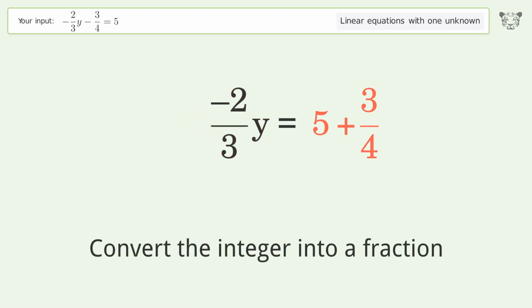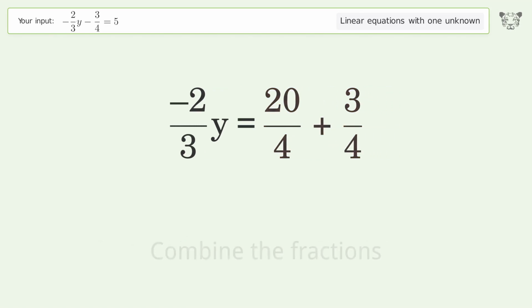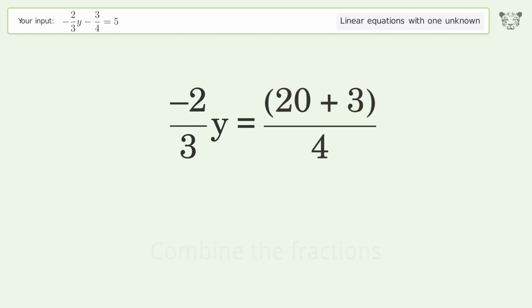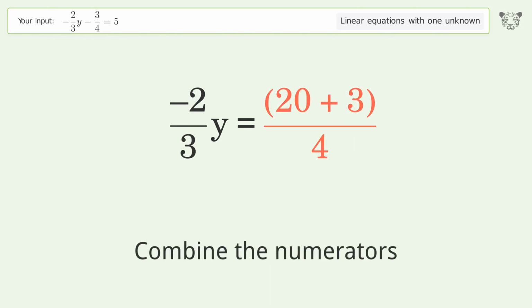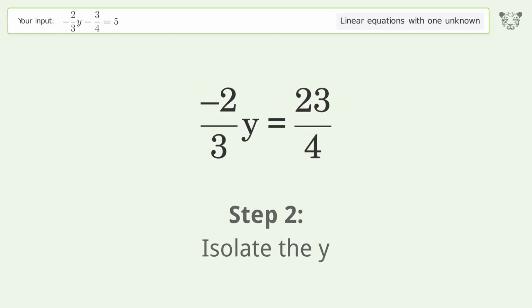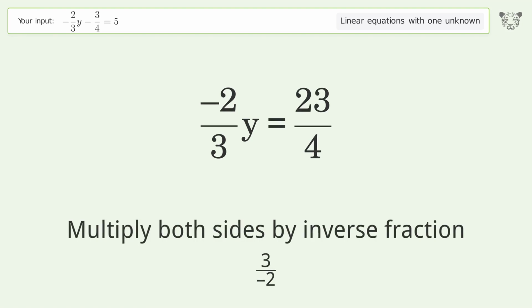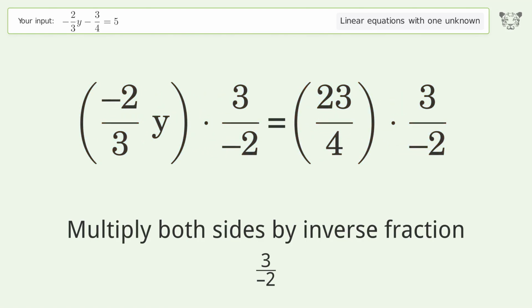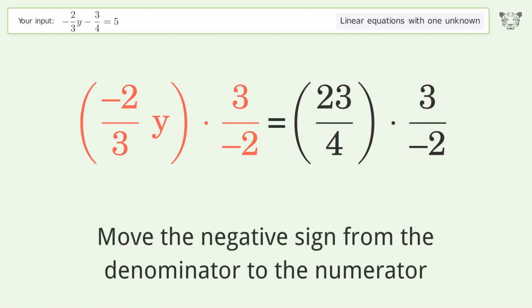Convert the integer into a fraction. Combine the fractions. Combine the numerators. Isolate the y. Multiply both sides by inverse fraction 3/2. Move the negative sign from the denominator to the numerator.